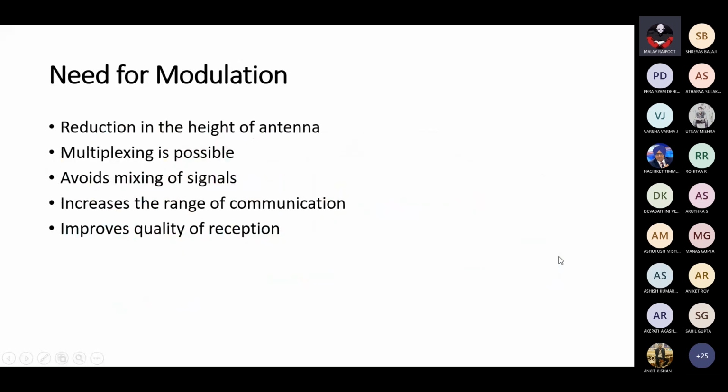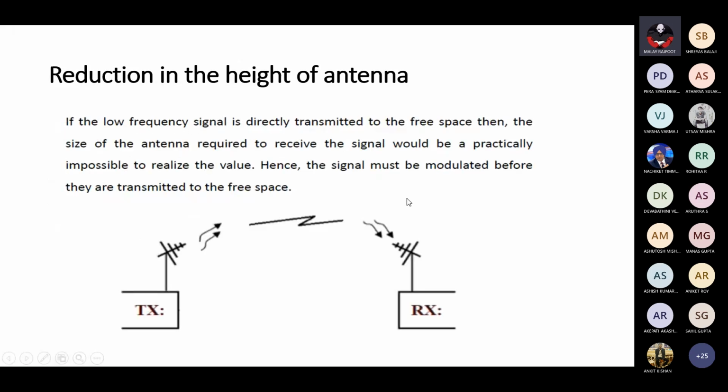So what is the need to modulate the signal? The first factor is the reduction in the height of the antenna. Generally, if you do not modulate the signal, the antenna height will be very high.